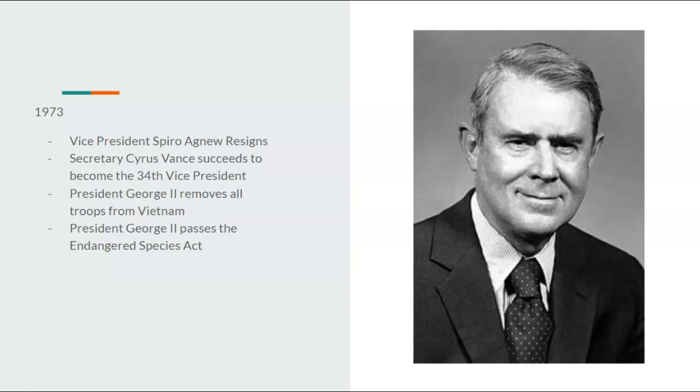Going on to 1973, Vice President Spiro Agnew would resign due to the scandals that occurred in real life that would still occur, and he would be replaced by Secretary of State Cyrus Vance. He would become the 34th Vice President. He is pictured to the right. And President George II, our second named president, was George McGovern. He would remove all troops from Vietnam, and he would also pass the Endangered Species Act.